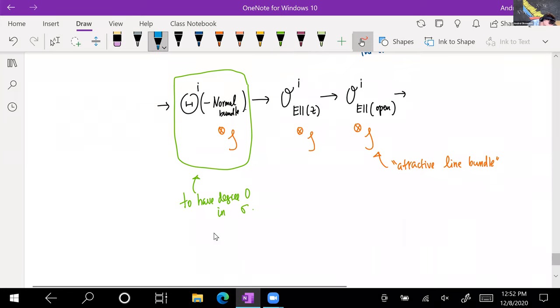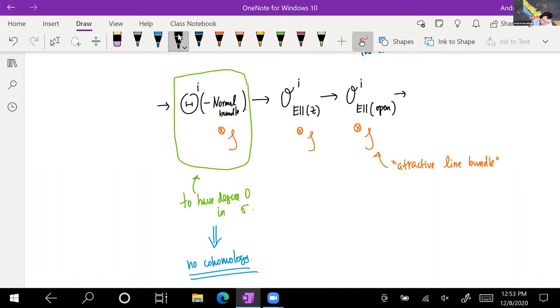So this means if I have a non-trivial line bundle on an abelian variety, then this will lead to cohomology vanishing. It will have no cohomology of any kind. And if this term has no cohomology of any kind, then from the long exact sequence, sections of S lift uniquely from the open part.